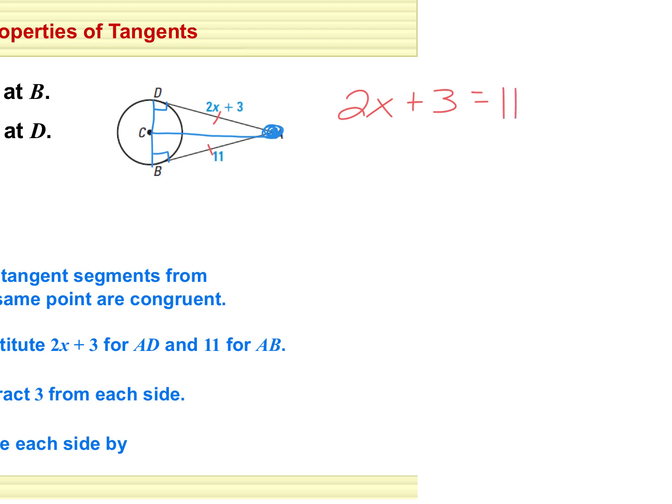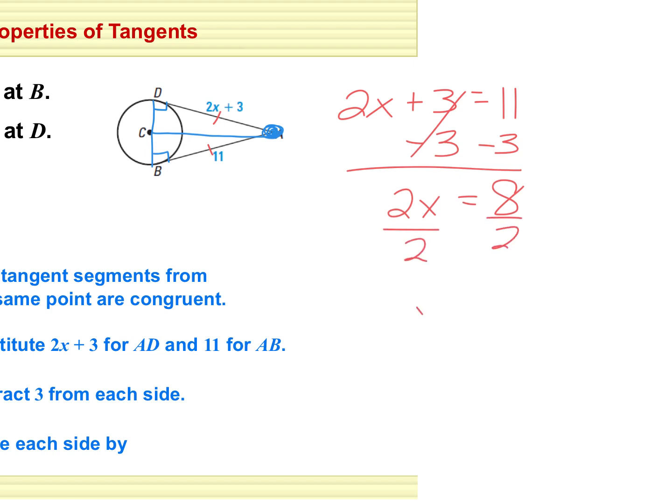Okay, so now we need to solve for x, to get x by itself. First step is subtract 3 from 11. Subtract 3 to get 8. x alone. And then what's the last step? Divide by 2. x equals 4. I don't need you to plug it in or anything. All I have to do is get x by itself.